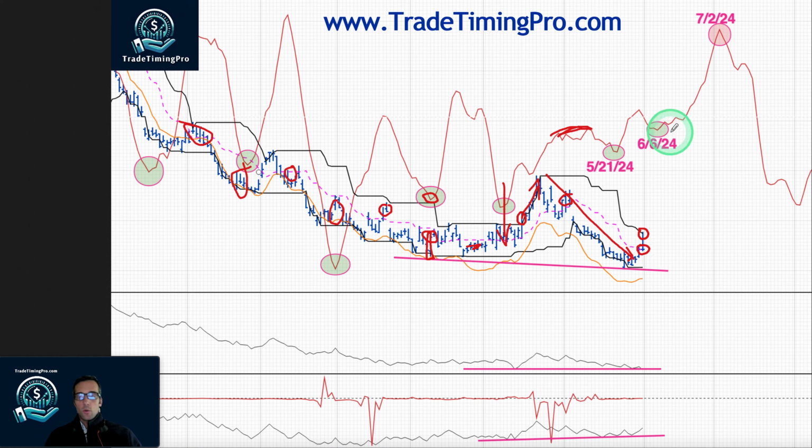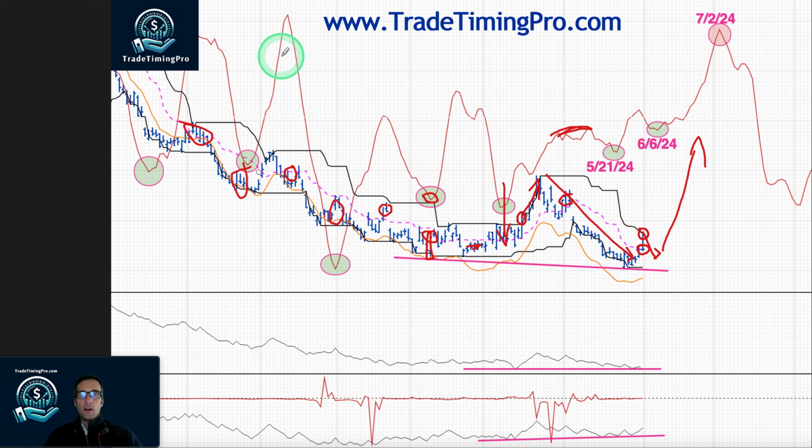But June 6th is where the model is telling us that most likely between now and June 6th, we're going to see a pullback and then a launch up to July 2nd or so. The Trade Timing Pro model does not alert you to the actual size of the move. What it does is help us understand when to be looking. It's a calendar pegged indicator as opposed to a price action pegged indicator. So I hope that makes sense.